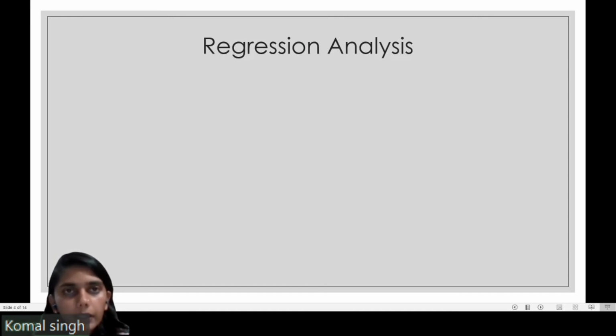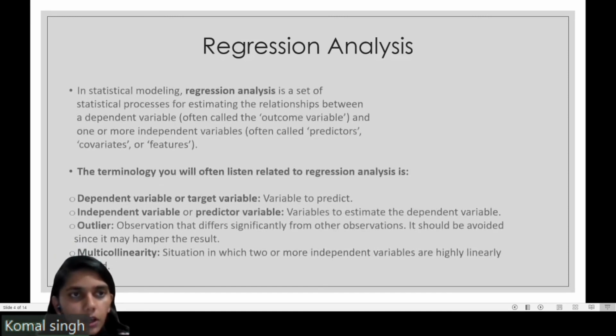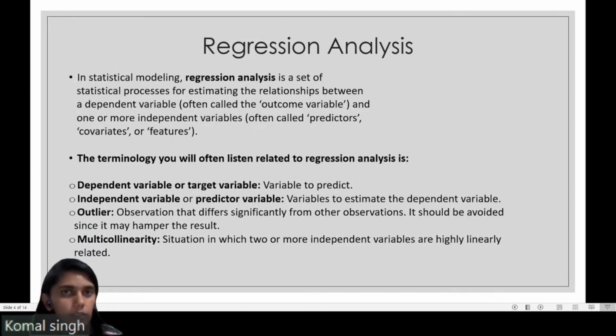Then my next topic is regression analysis, which is a set of statistical processes for estimating the relationship between a dependent variable and one or more independent variables.